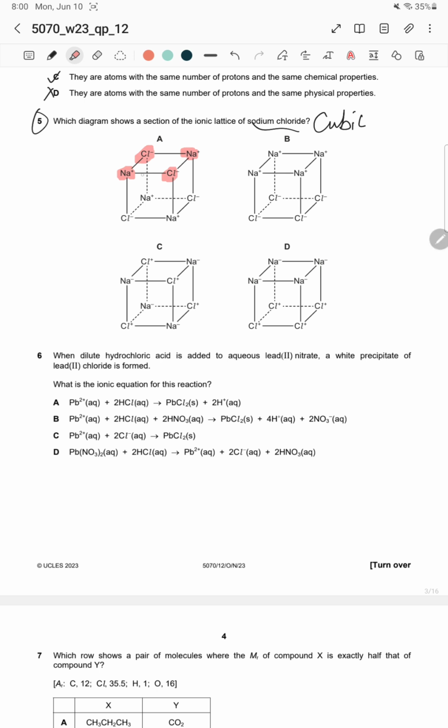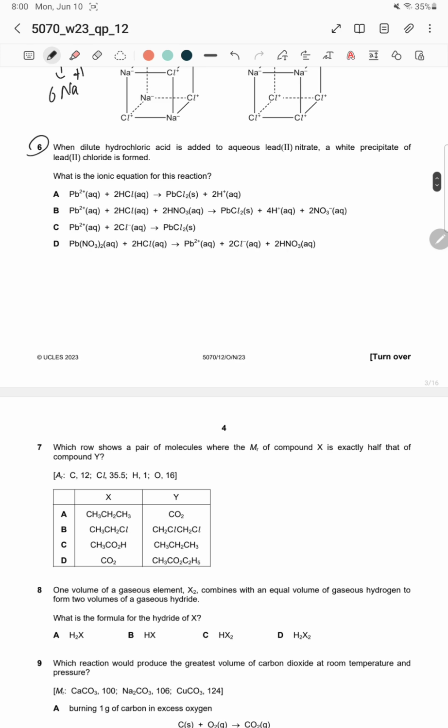So each sodium is bonded with chloride and each chloride is bonded with a sodium atom. And remember, in the crystal lattice of sodium chloride, one sodium is bonded with 6 chlorides and one chloride is bonded with 6 sodium. We studied this while we covered this chapter. So A is the correct option. Number 6. This is from the chapter acids, bases and salts.